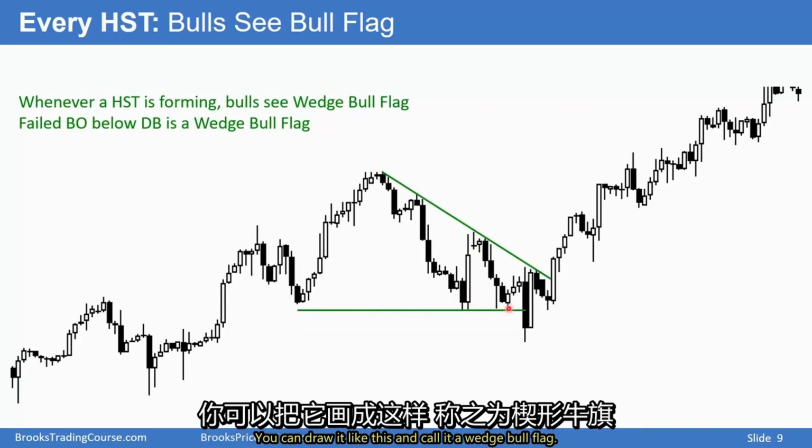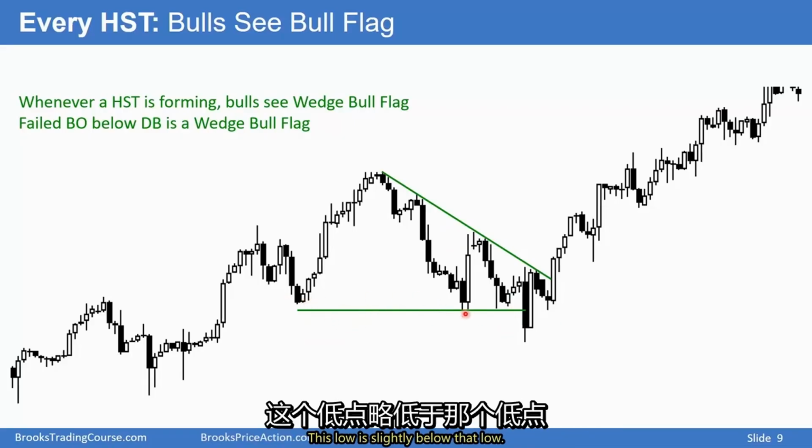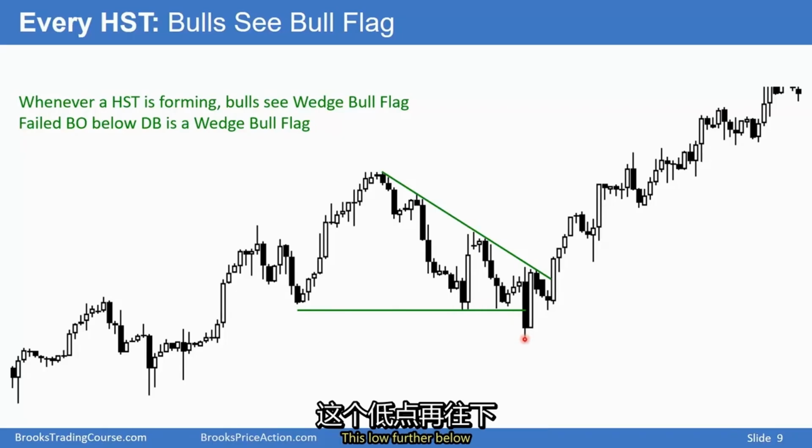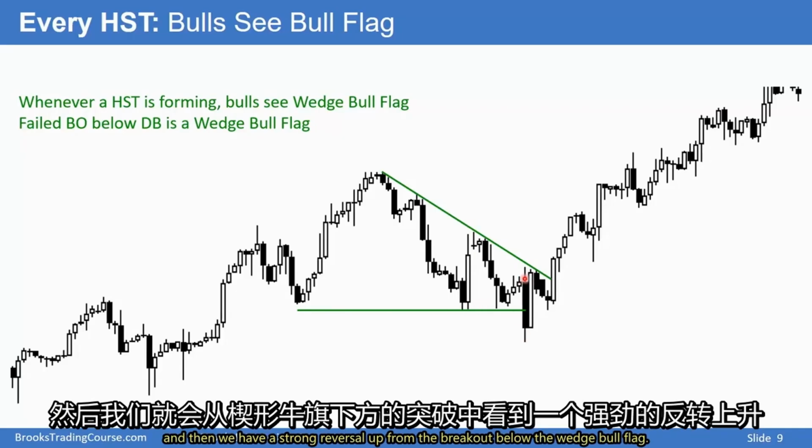You can draw it like this and call it a wedge bull flag. Three pushes down, this low slightly below that low, this low further below, and then we have a strong reversal up from the breakout below the wedge bull flag.